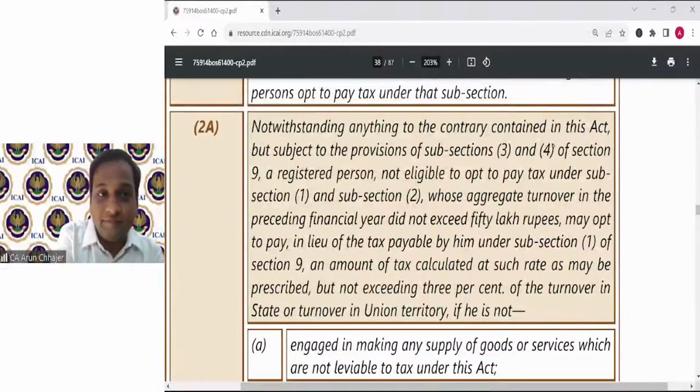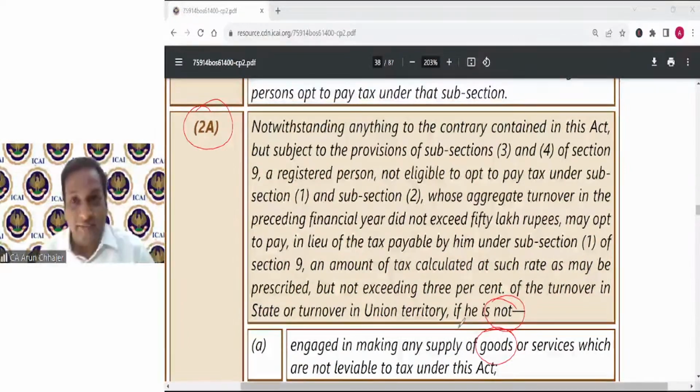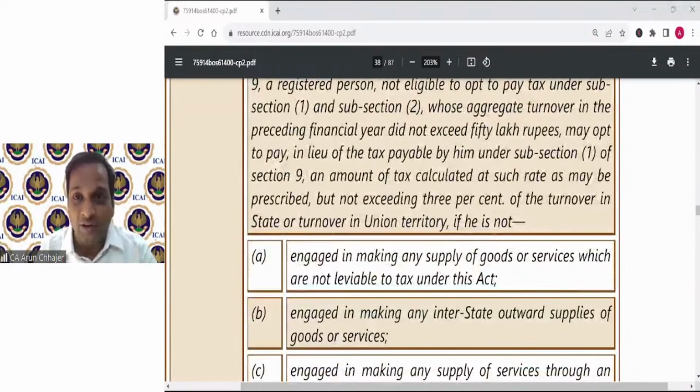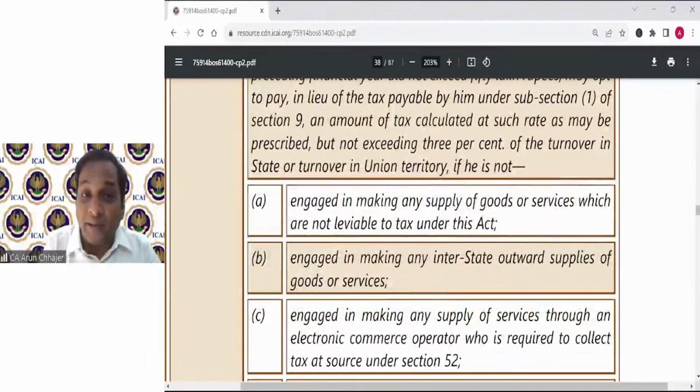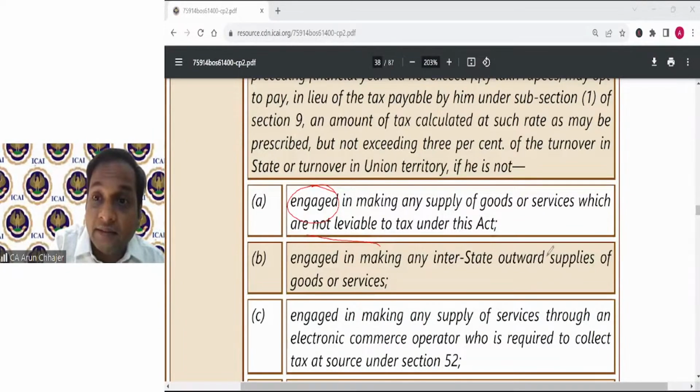10-2A, correct? Now they are saying he is not engaged in supply of the goods. It means apart from these not leviable to tax, apart from restriction, I can do the supply of the goods. Which goods I cannot supply? So if I am making the supply of non-taxable goods, it means alcoholic liquor for human consumption or petrol, diesel, etc.